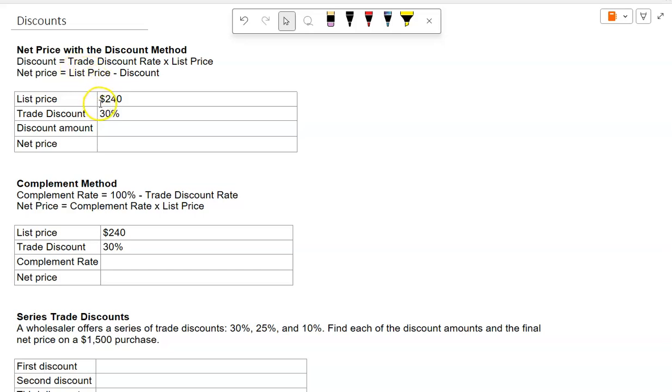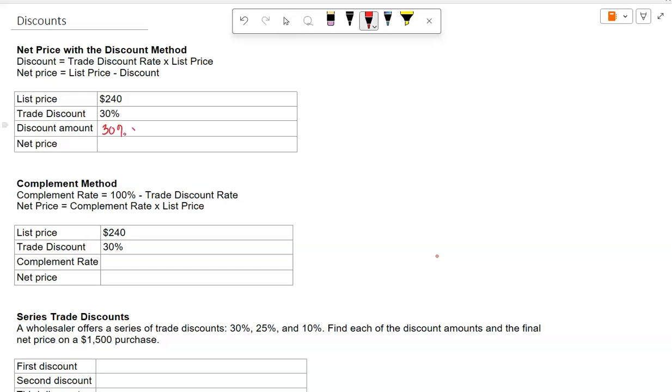Here the list price is the price that a retailer has to pay for items from a manufacturer. Trade discounts are the discounts that these retailers receive. Let's say that we have a list price of $240 and a trade discount of 30%. To calculate the discount amount, or how much they're going to save, you simply take the discount rate and multiply that by the list price.